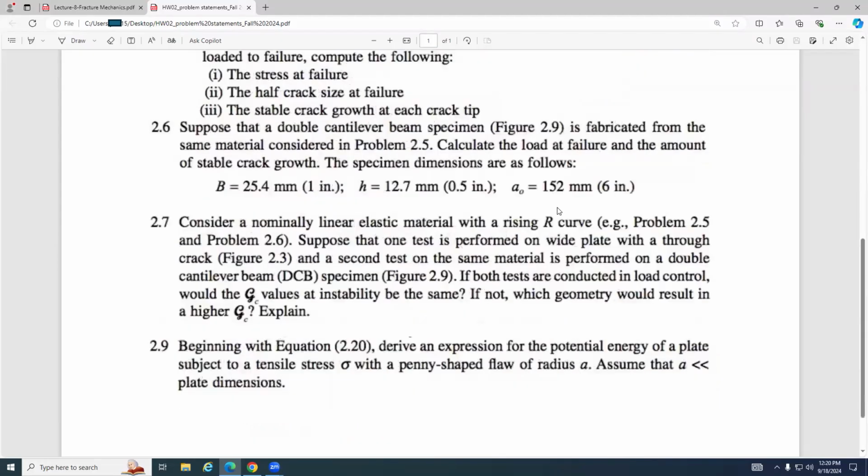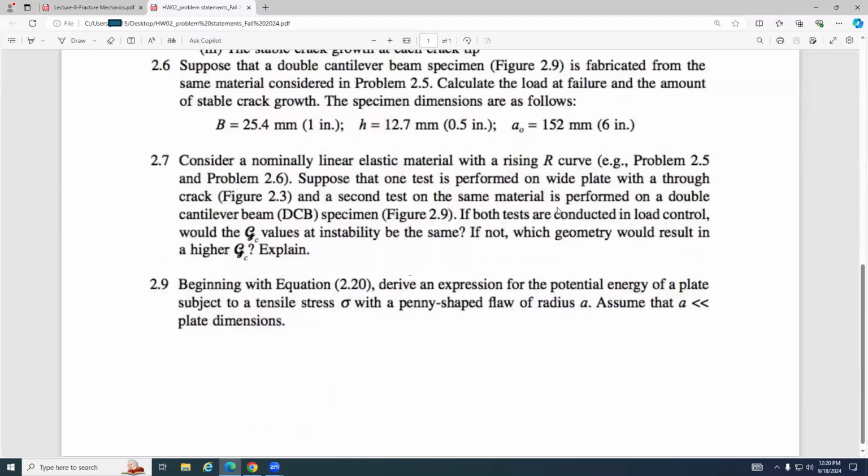So 2.7. We use the same R we just used for 2.5 and 2.6, for a nominally linear elastic material. Suppose that one test is performed on a wide plate with a through crack, and the second test on the same material is performed on a double cantilever beam. If both tests are conducted in load control, would the GC values at instability be the same? If not, which geometry will result in a higher GC and why?